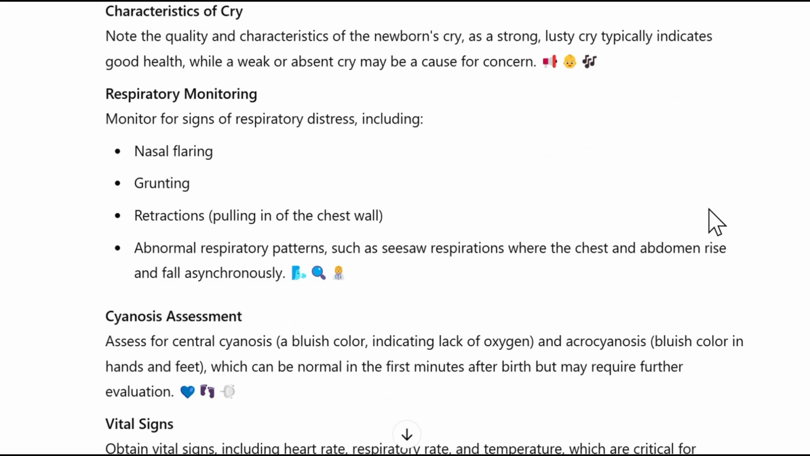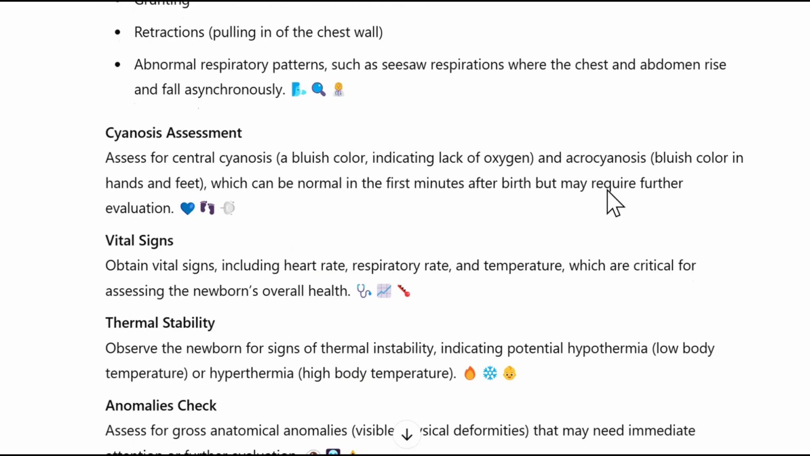Respiratory monitoring. Monitor for signs of respiratory distress, including nasal flaring, grunting, retractions (pulling in of the chest wall), and abnormal respiratory patterns such as seesaw respirations, where the chest and abdomen rise and fall asynchronously.